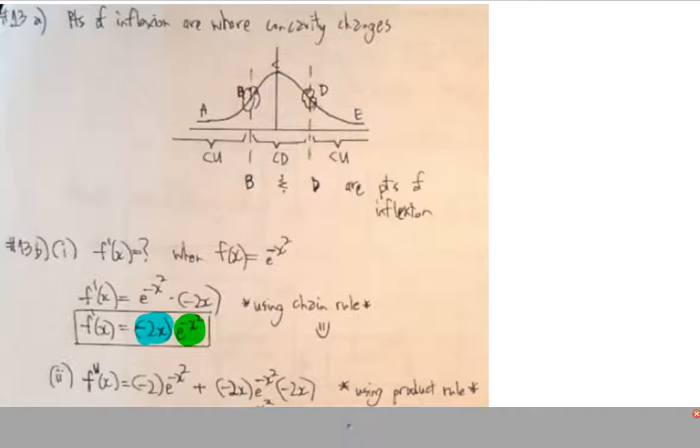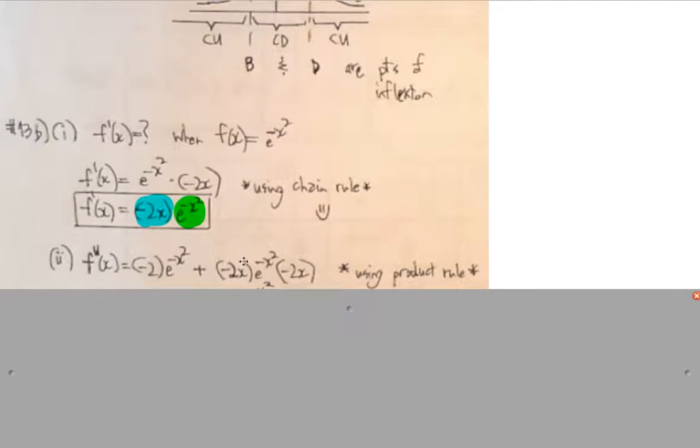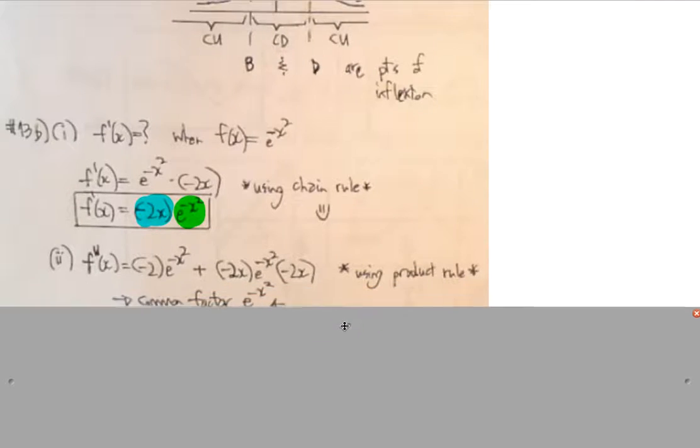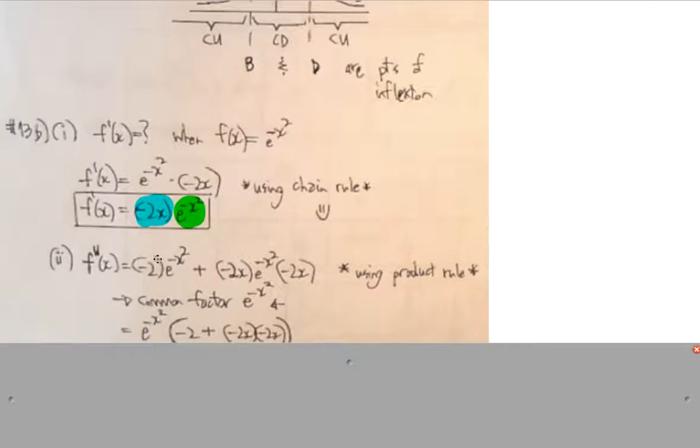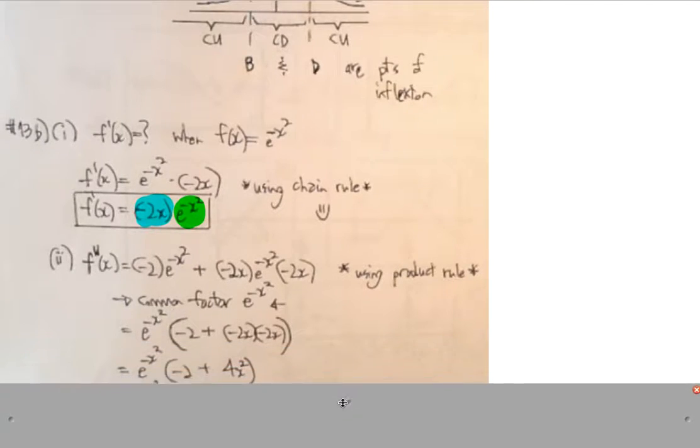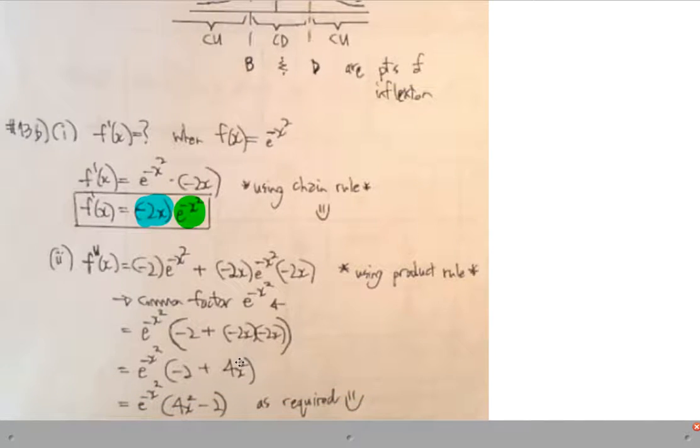And then you basically just collect like terms or factor. Either would apply here. Common factor, the e to the negative x squared. Because it's a show that question, we know that we need the e to the negative x squared, so we're going to common factor that. So you get a -2 from this term, and a -2x multiplied by -2x from the second term, and the plus is carried through. And then we just do a little housekeeping and rearrange the addition so it looks more like the show that we were asked for. And that's as required.